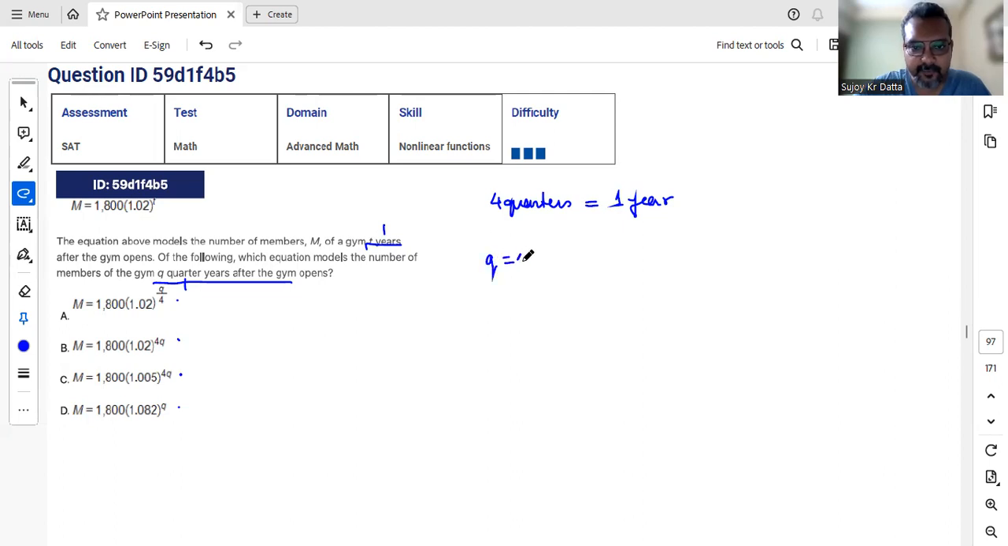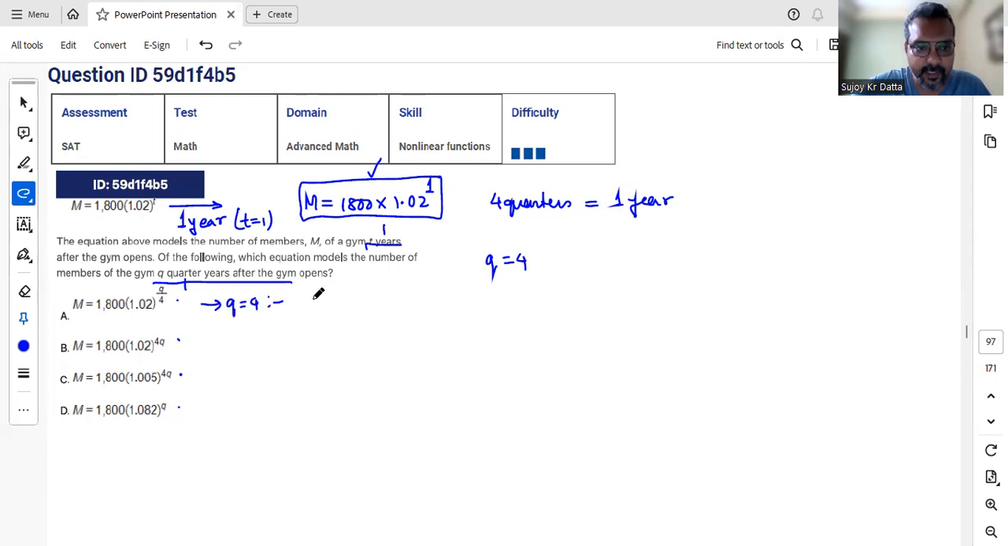If I were to plug in Q as 4 in these options, I should get whatever happens after 1 year. So now what happens after 1 year? That means we are plugging in T as 1. So what do we get? M equals 1800 times 1.02 to the power 1. So we should get this when we plug in Q as 4 in one of these options. If you plug in Q as 4 here, I do get the same thing. It's 1800 times 1.02 to the power 1. So that has to be the correct answer.